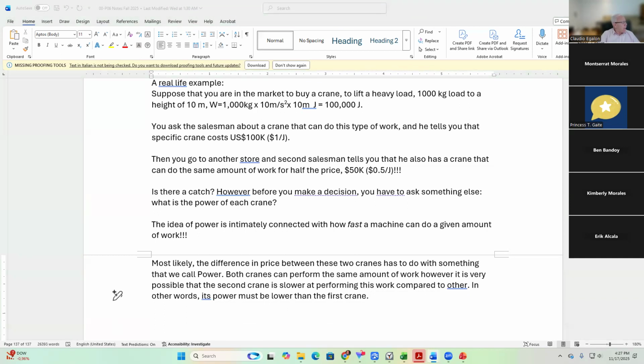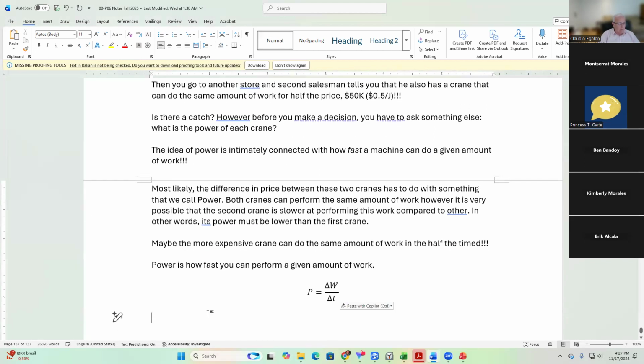So let's now define what power is. Most likely the first crane must do the same amount of work in half the time, at least half of the time. So power is how fast you can perform a given amount of work. That's why we come up with this idea of power.